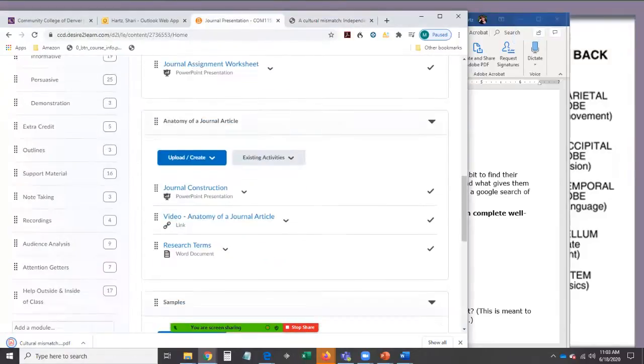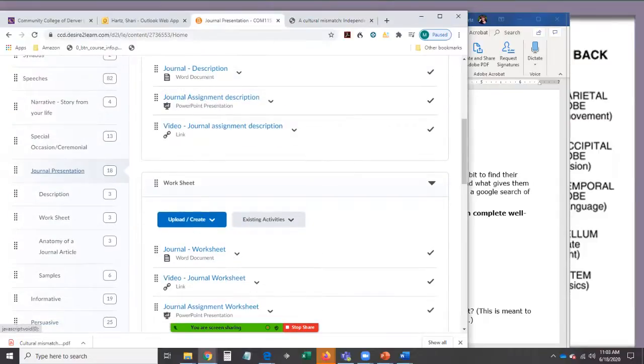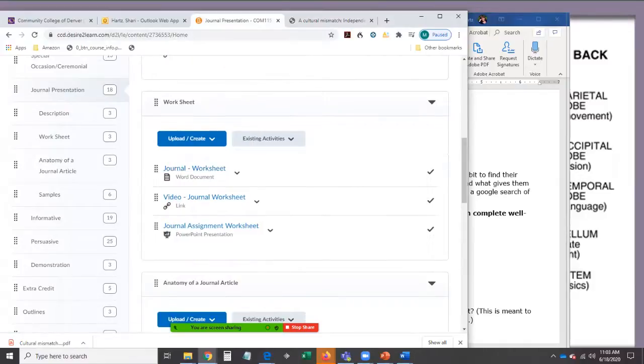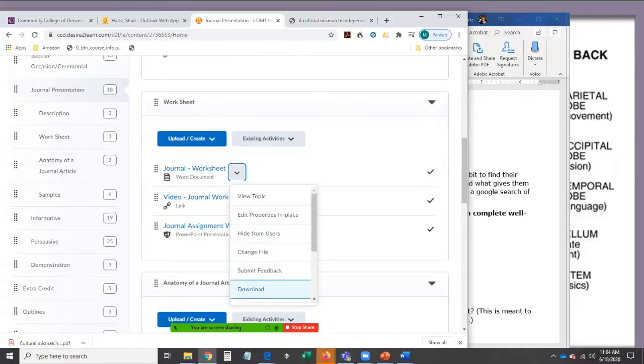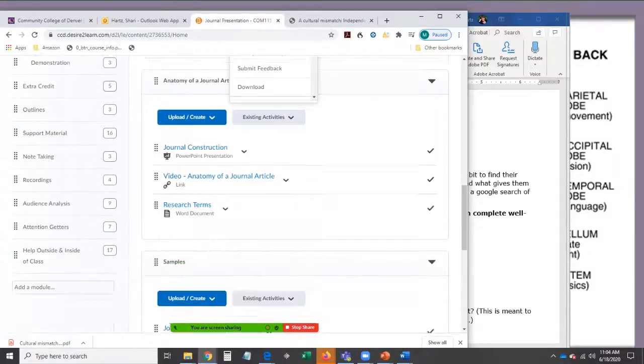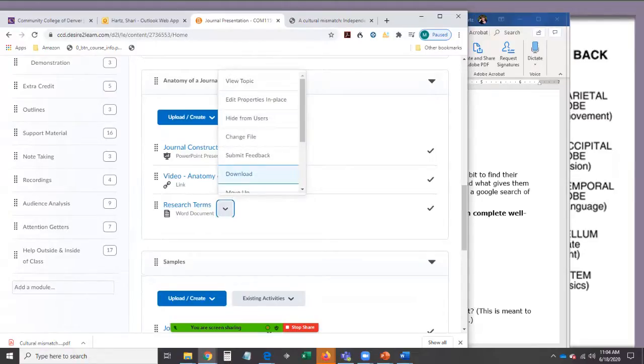Go down here to your speeches and choose the journal presentation. And then the first one you can go to is the worksheet. So the journal worksheet's right here, and you can just click right here and download from there instead of having to go all the way inside. And then you can come down here and get research terms, and then again, just download that right there.